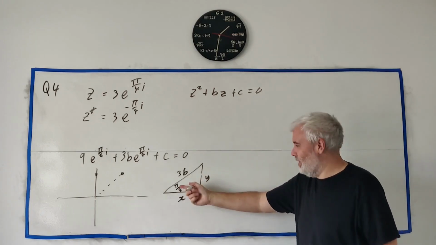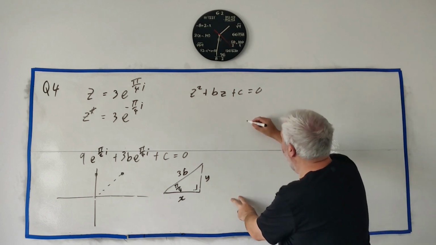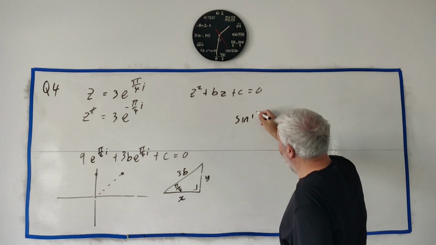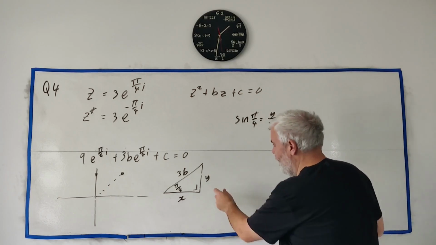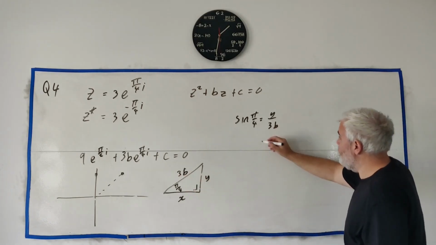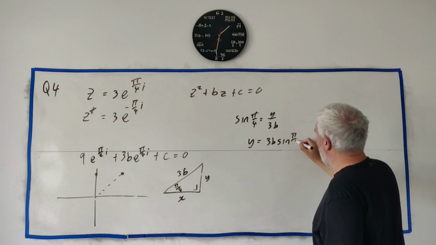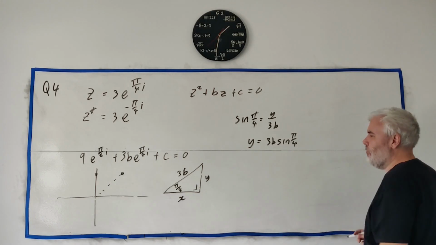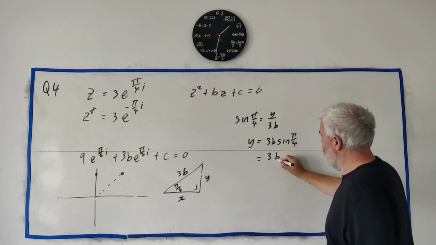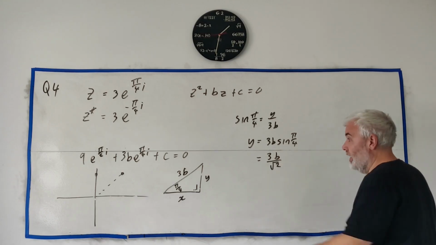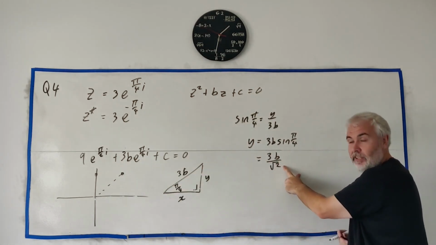I know they're equal because that's 45 degrees, but bear with me. To find y, we could say sine of pi over 4 is equal to y over 3b. That's opposite over hypotenuse. Rearranging, y is equal to 3b sine pi over 4. And sine pi over 4, in a calculator, is just 1 over square root of 2. So this becomes 3b over square root of 2. That's the y part. That means the imaginary part of this is this times i.